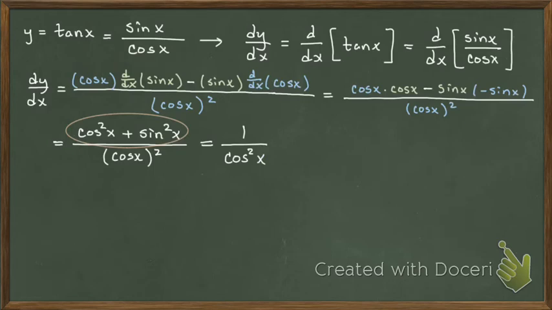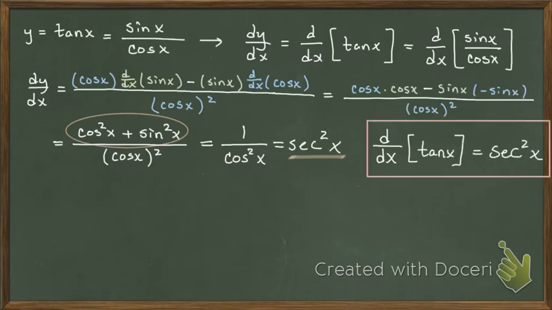1 over cosine squared. Cosine I can rewrite in the denominator there as secant squared. Okay, that's a reciprocal identity. And what we've got then is that the derivative of tangent of x is just secant squared of x. Okay? So that's one of our other trig functions. That's the third of the 6 trig functions now that I can take derivatives of.